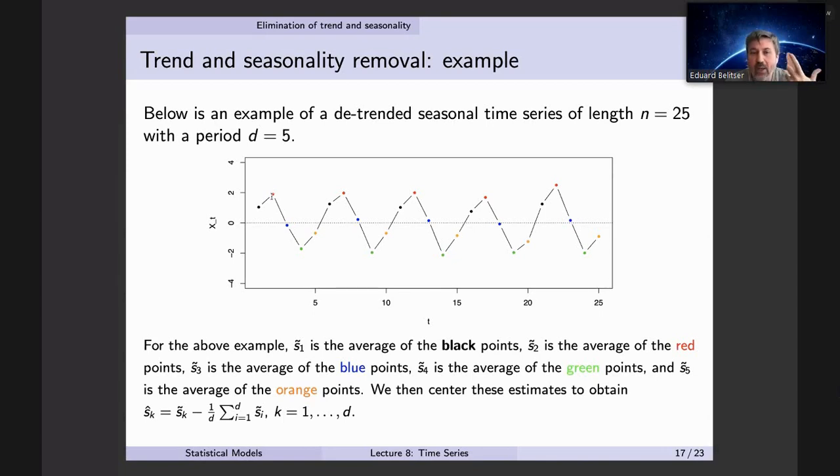So how can we estimate the seasonal component within the period? That's all we need, because after that we simply extend it by periodicity. So we take all black points and take an average of those. That will be the estimator of S1 tilde. We take all red points, all second ones, and take an average of those.